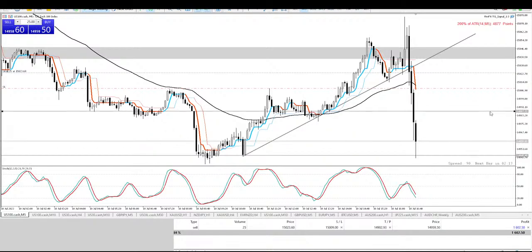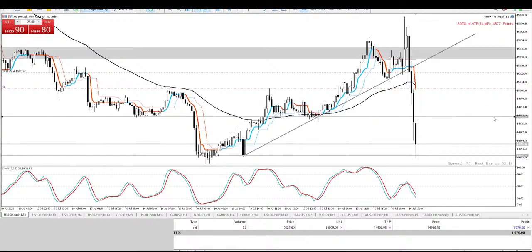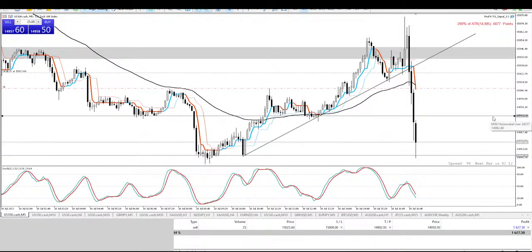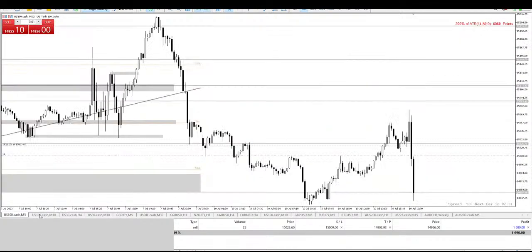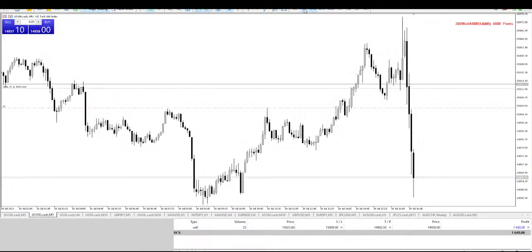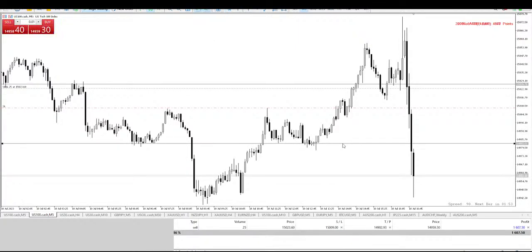So the other level now that I'm gonna be looking for a breakout of is this level here. So if price does break back above here, then I may look to close. So it's kind of just a trailing level that I'm looking at. Once I'm in the trade, I do like to look at movement on sort of a clean chart instead of an indicator based chart.